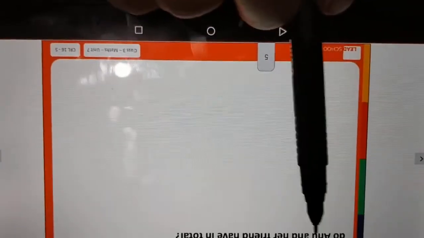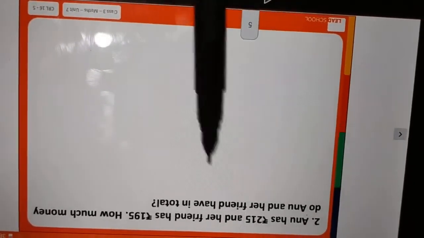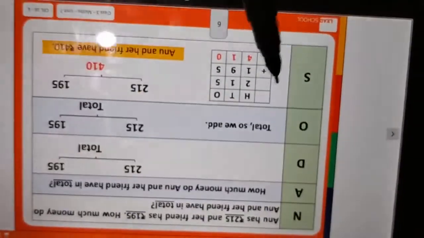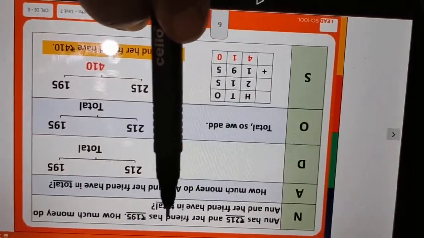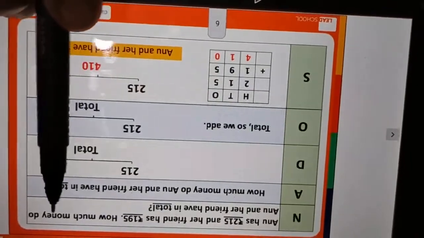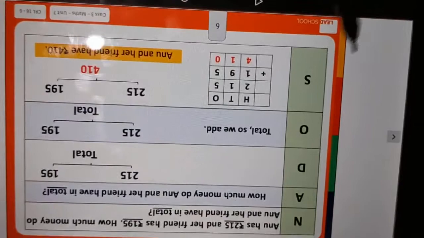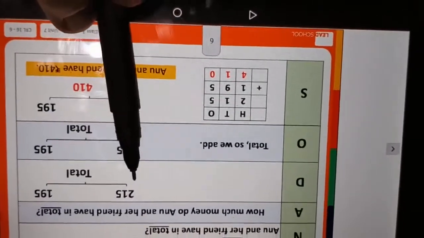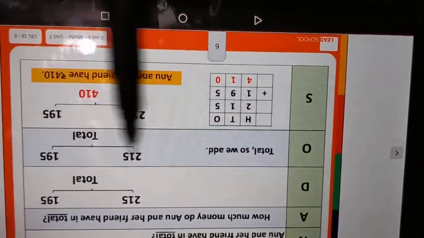Now Anu has rupees 215 and her friend has rupees 195. How much money do Anu and her friend have in total? So what do we have to do? We have to follow the narrow methods. So here we have to draw 215 and 195. We have to find the total.